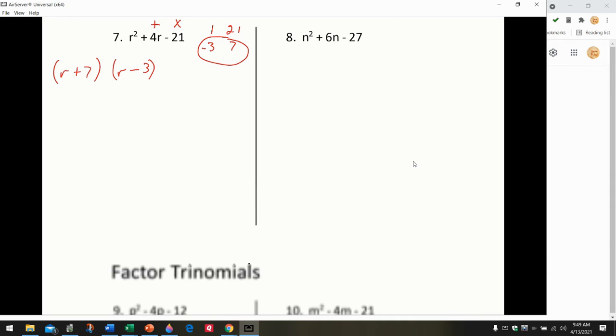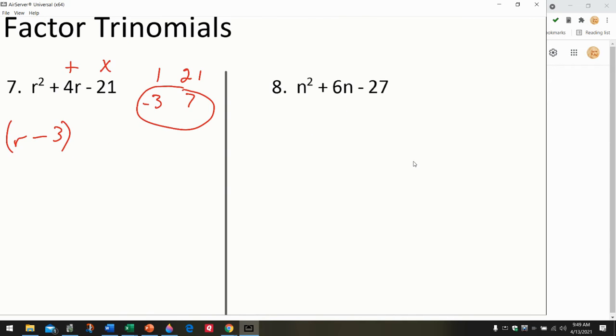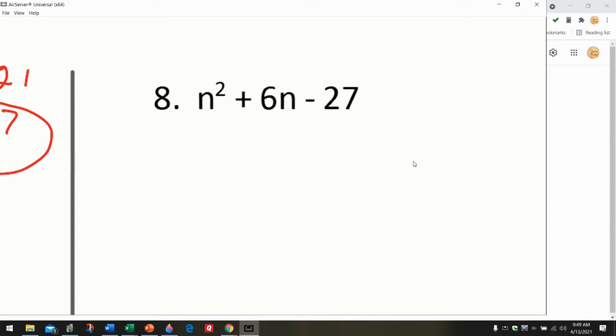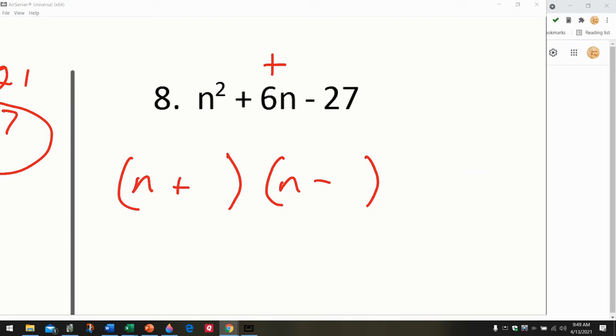So here's another one to try. It's just like the last ones. You can see that we have a positive and then a negative. So when I write out my parentheses, it will be also a positive and a negative. The variable we're starting with is an n, and we need to come up with two numbers that add to be +6 and multiply to be -27.